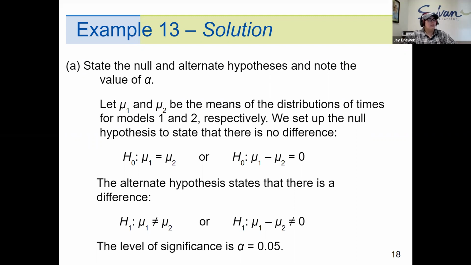So let mu sub 1 and mu sub 2 be the means of the distributions of times for models 1 and 2 respectively. We set the null hypothesis to state that there is no difference. So the null is mu sub 1 is equal to mu sub 2, or mu sub 1 minus mu sub 2 is equal to 0. The alternate states that there is a difference. So mu sub 1 is not equal to mu sub 2, or mu sub 1 minus mu sub 2 is not equal to 0. And the level of significance, of course, is alpha equal to 0.05.